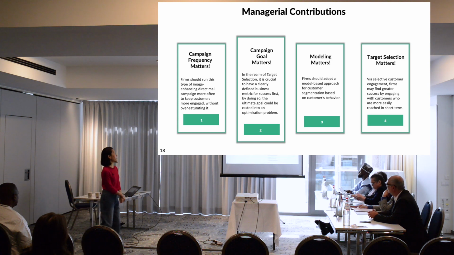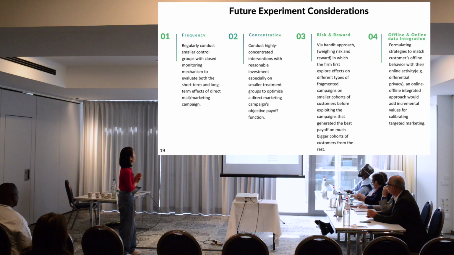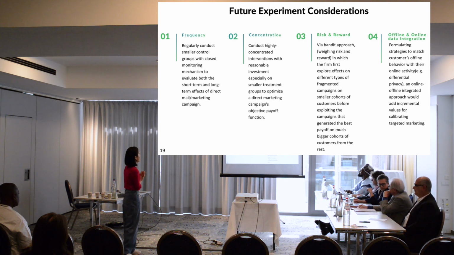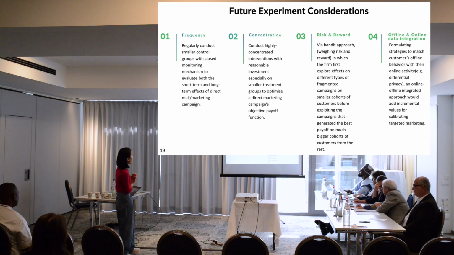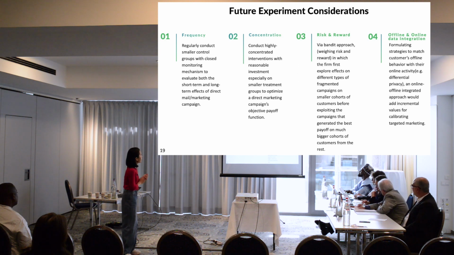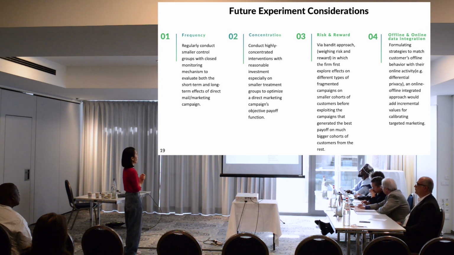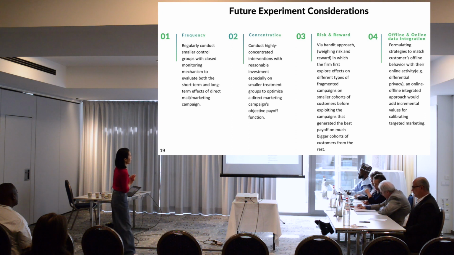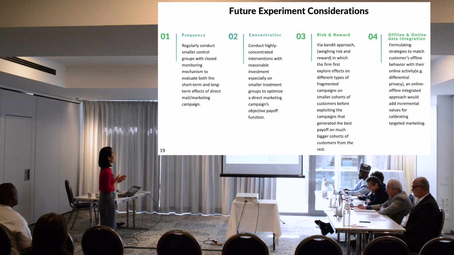These are my future experimental considerations. First of all, we think firms should use smaller control groups with a close monitoring mechanism to evaluate both the short-term and long-term effect of direct mail campaigns. Secondly, we think firms should conduct highly concentrated interventions with reasonable investment, especially on smaller treatment groups, to optimize direct mail campaigns' payoff function. Thirdly, risk and reward have to be taken into account. Finally, it helps to integrate offline data and online data together for calibrating targeted marketing.